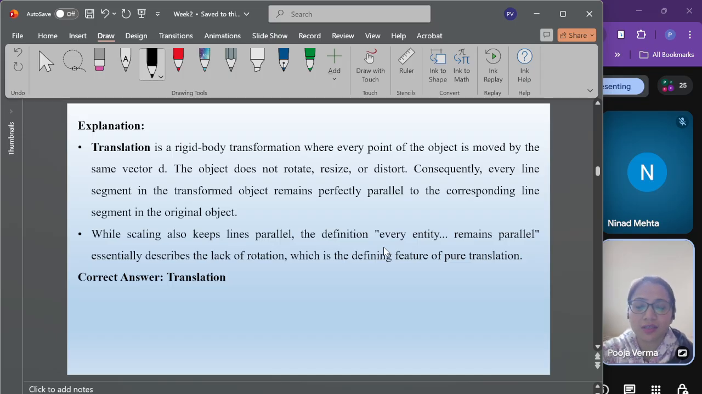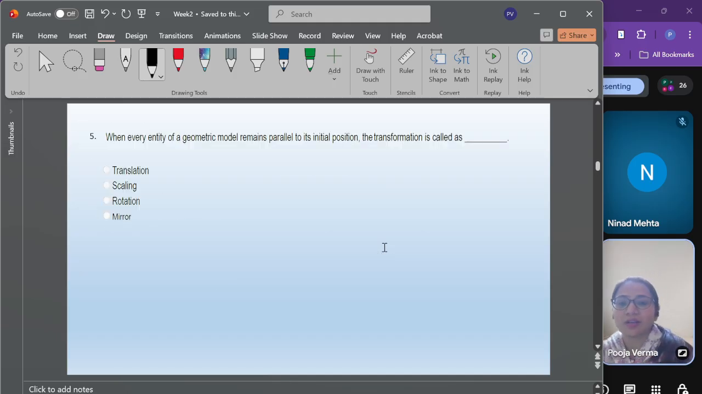Translation is a rigid body transformation where every point of an object is moved by the same vector d, and that object does not rotate, resize, or distort. Consequently, every line segment of the transformed object remains perfectly parallel to the corresponding line segment in the original object. While affine transformations also keep lines parallel, the definition that every entity remains parallel essentially describes the lack of rotation, which is a defining feature of translation. So option A is the correct answer.